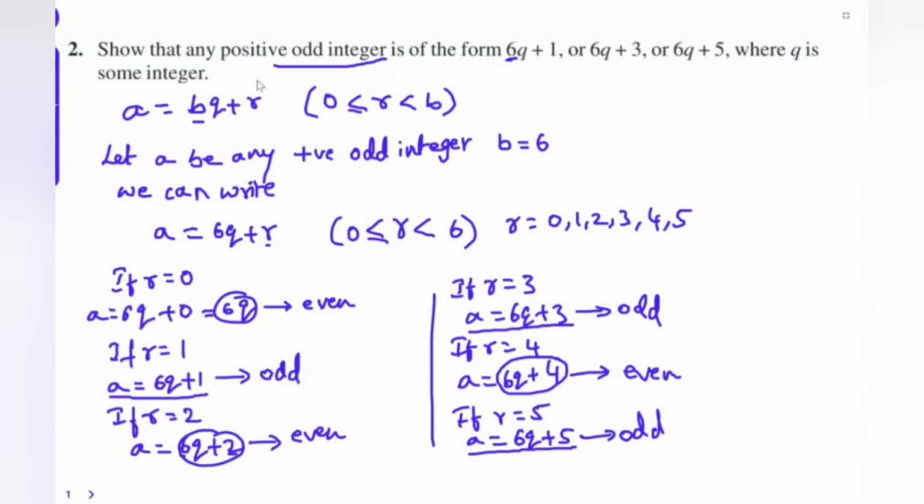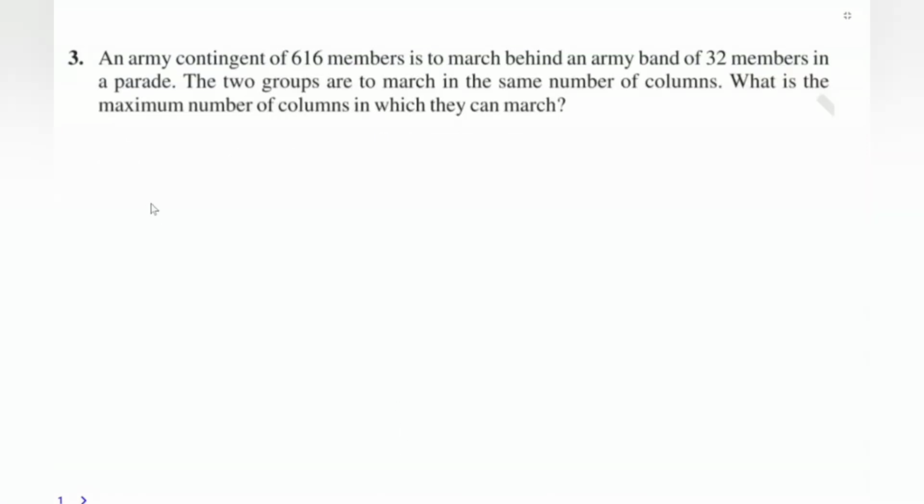So, you can say that every positive odd integer which is in the form of 6q+1, 6q+3 and 6q+5, these are all odd numbers. So, hence proved. Let us go to question number 3 now. Now, let us see question number 3.